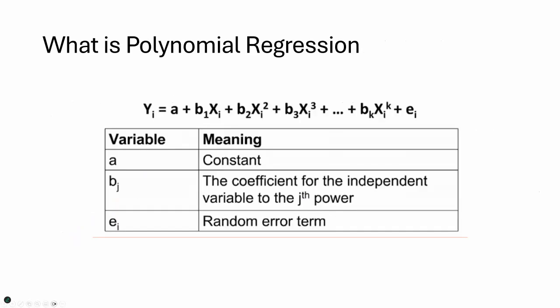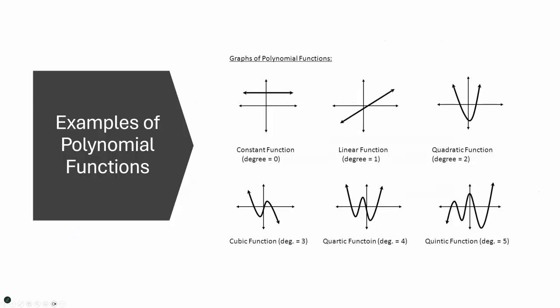This is the general regression model. As you can see, you still have your constant, the intercept. Then you have coefficients multiplying the independent variable raised to the power of k, the maximum power that you want, plus a random error term.